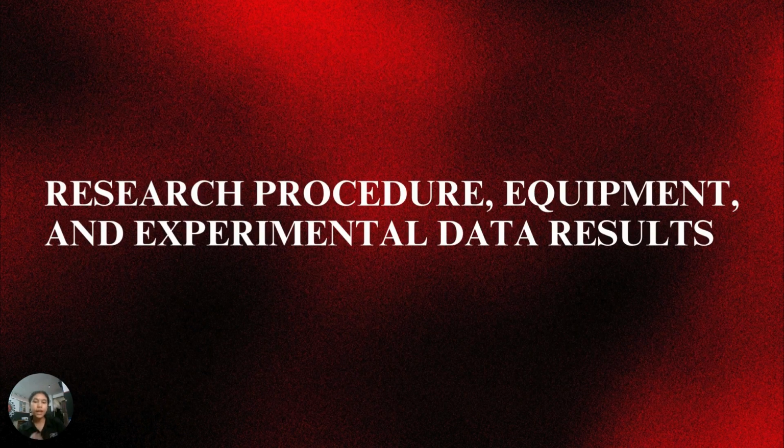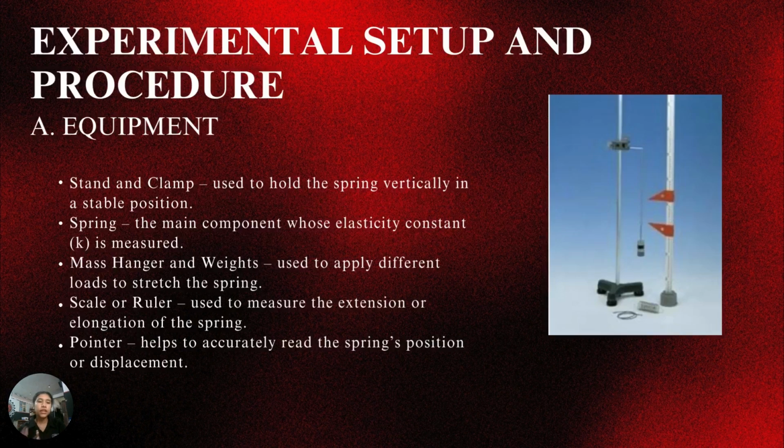Research procedure, equipment, and experimental data result. You can see in experiment setup and procedure, A is equipment: first is stand and flap, second is spring, third is mass hanger and weights, 4 is scale or ruler, and 5 is pointer.